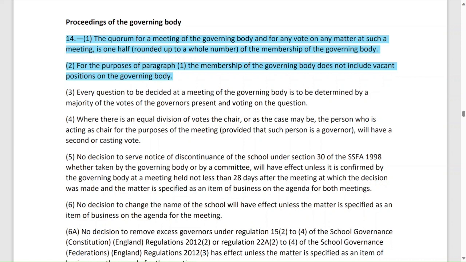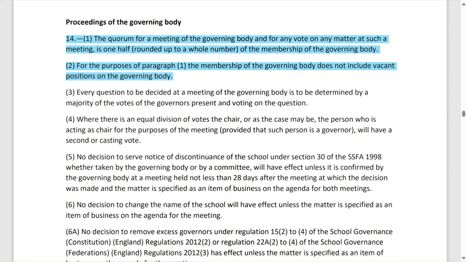This is really key for clerks to learn, so I'm going to explain this in detail. First of all, I need to explain what a quorum is, because paragraphs 1 and 2 are about the quorum. You can't be a clerk for more than about 5 minutes without being asked, are we quorate? The quorum is the number of governors that you need in a meeting in order to hold a vote. If a meeting is quorate, then governors can hold votes, and votes are how governors take decisions.